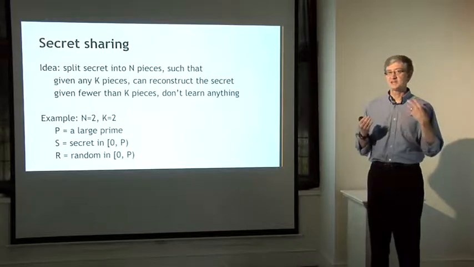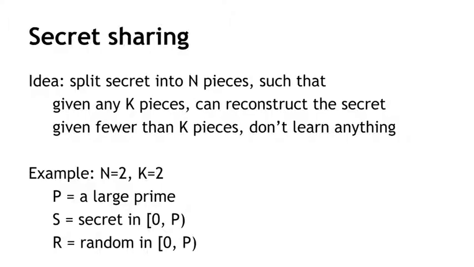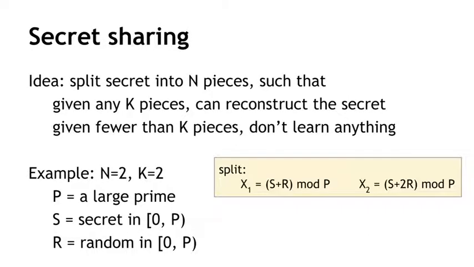And a specific way of getting n equals 2, k equals 2 secret sharing like this is as illustrated here. First we're going to generate a number p, which is a large prime number. It doesn't need to be secret or anything, just really big. S is going to be the secret, and the secret has to be between 0 and p minus 1 inclusive. And then we're going to generate a random value r secretly, which is also within the range between 0 and p minus 1.